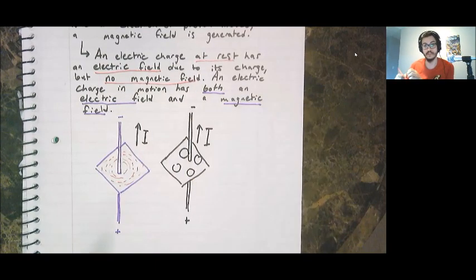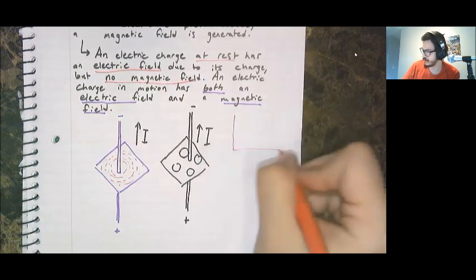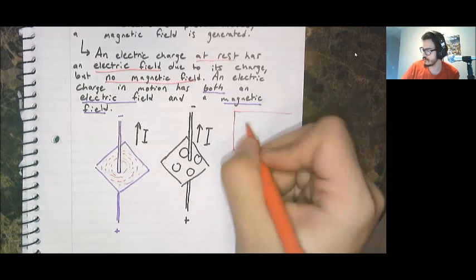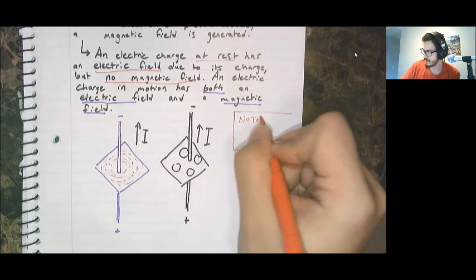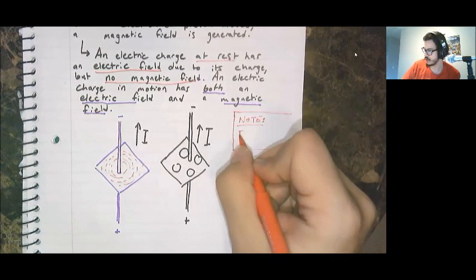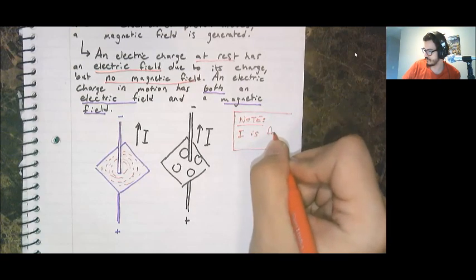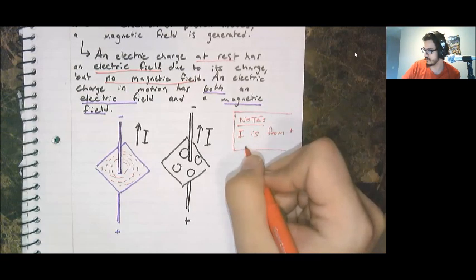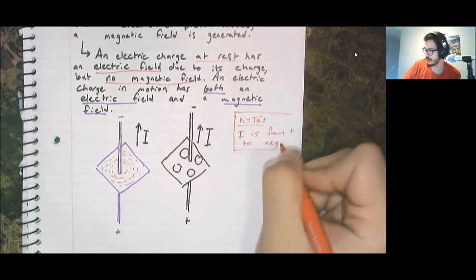Remember, I is our abbreviation for current still. And make a note so that no one gets confused. By convention, current is from positive to negative.